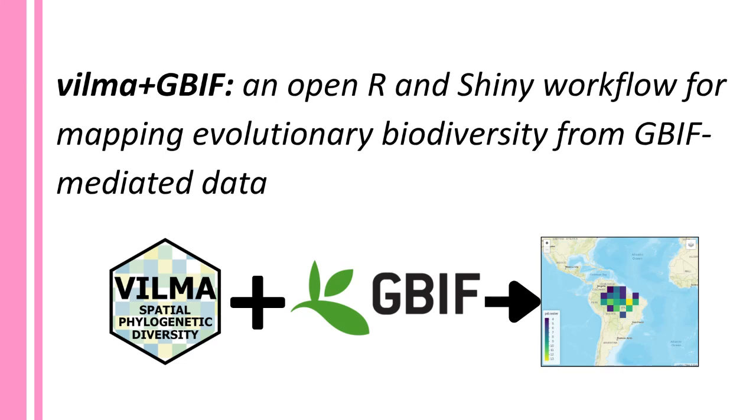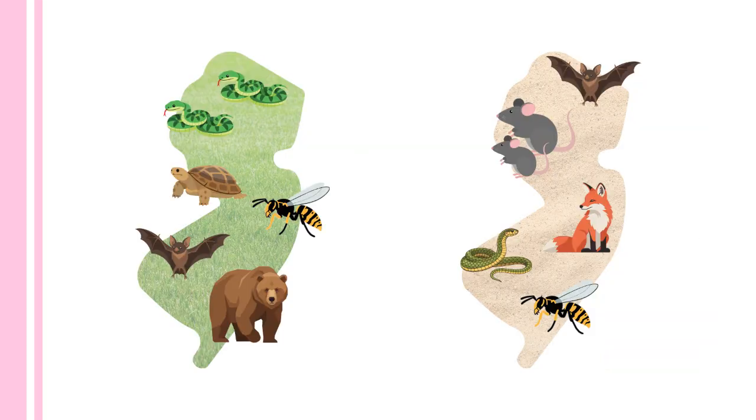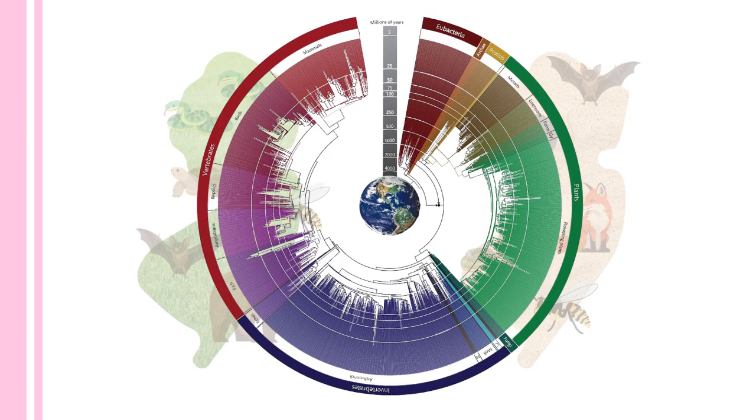This is an example of how vilma works with GBIF data to map evolutionary diversity. Usually, researchers and governments use species richness to compare areas and guide conservation decisions. However, areas with similar richness can be very different in their evolutionary histories. Then, phylogenetic diversity indices help to capture this hidden dimension of biodiversity.